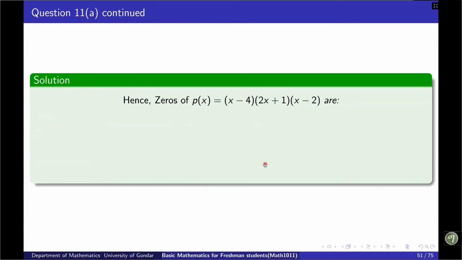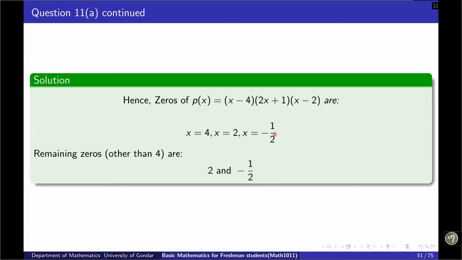Therefore, the zeros of the polynomial function are the zeros of each linear factor. The zeros are x equal to 4, which is obtained from x minus 4 equal to 0. When we take 2x plus 1 equal to 0, we obtain x equal to negative 1 over 2. When we take x minus 2 equal to 0, x must be 2. So 4, 2 and negative 1 over 2 are the zeros of the given polynomial function. Therefore, 2 and negative 1 over 2 are the other zeros of the polynomial function other than 4.